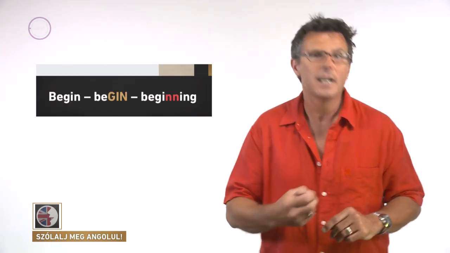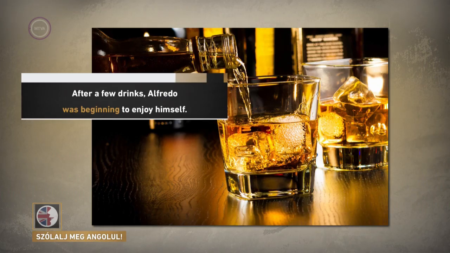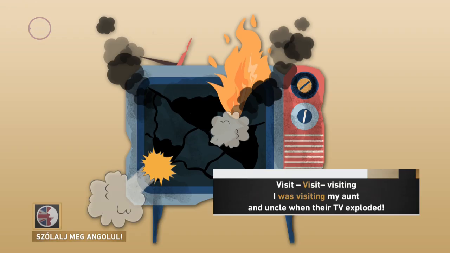If the verb has got more than two syllables and the last part of the word is stressed, then we double the last letter before we add the ing ending. Begin, beginning. After a few drinks, Alfredo was beginning to enjoy himself. But if the verb has got more than two syllables and the last part of the word isn't stressed, then we don't double the last letter before we add the ing ending. Visit, visiting. I was visiting my aunt and uncle when their TV exploded.